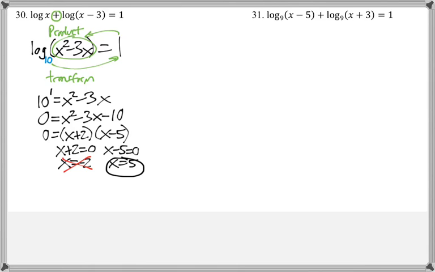Now I want to very quickly talk about one of the most common mistakes, and that is at this stage here, a lot of people will just say x squared minus 3x is equal to 1, and just ignore the logarithm and then move the 1 over and then try to factor that. But we cannot do that because the 1 is not on the inside of a logarithm. So if it was log of 1, then you could do that, but with it just being a 1, you really need to transform it to get rid of the logarithm.